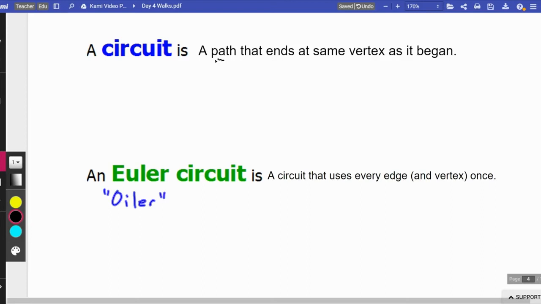An Euler circuit is a circuit. So this is kind of like the Russian dolls thing: each definition is based off the previous definition. If it's a circuit, it's also a path, and that means it's a walk, but it has to have distinct edges. No repeats. Since it's a circuit, it not only is a path that has distinct edges, it also starts and stops at the same vertex. And an Euler circuit uses every edge and vertex once.